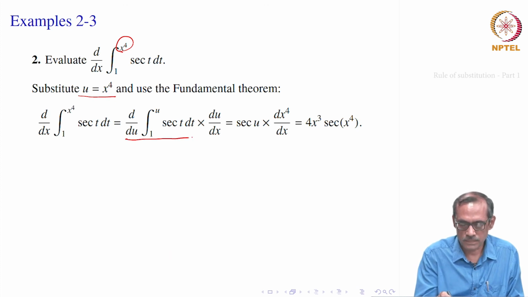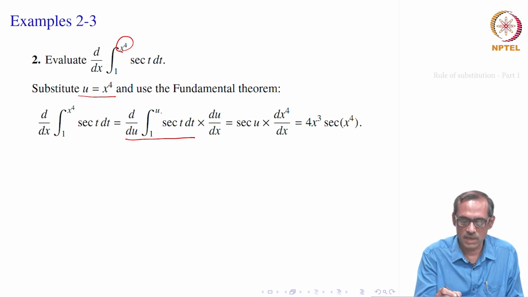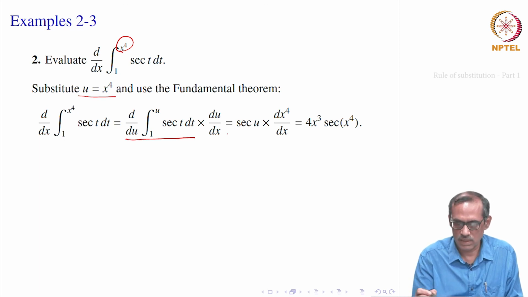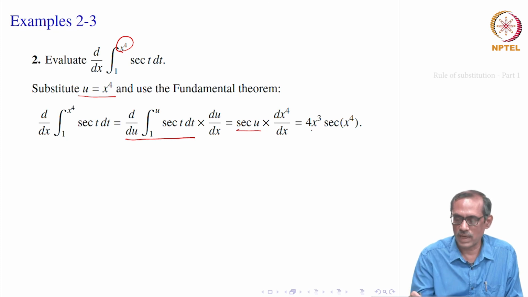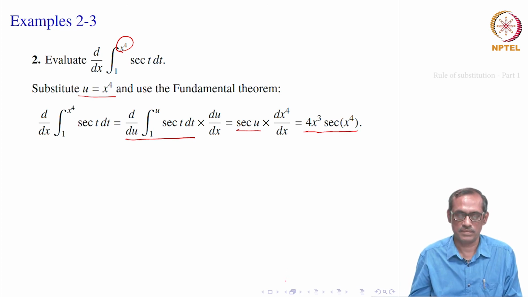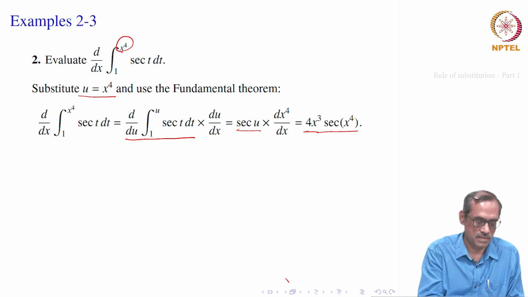Now, here we can use the fundamental theorem. That gives us secant of the upper variable, that is u, and the constant a gives 0 derivative. So, secant u times du by dx, where u equal to x to the power 4, so that gives 4 x cubed. Substitute u back, and you get 4 x cubed times secant of x to the power 4. So, you see we did not have to worry about what this integral is, but since it is differentiation of an integral, we could do it with the rule of substitution.